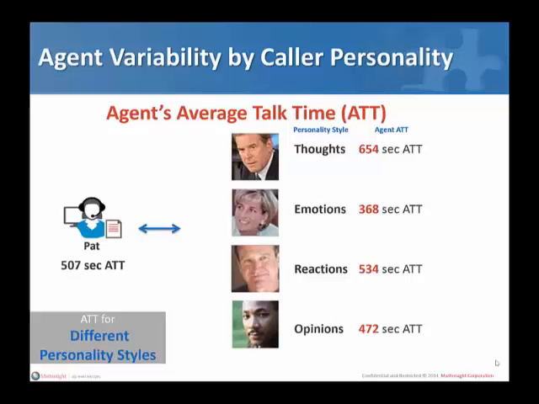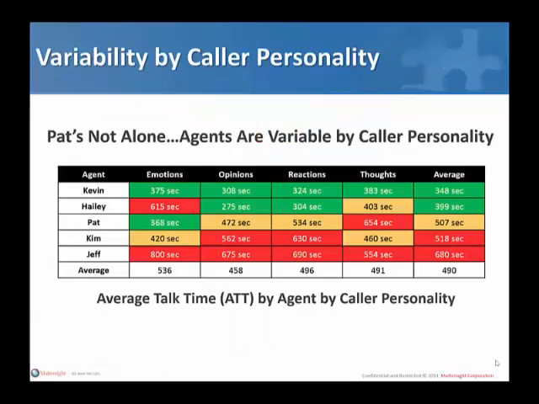The next step we do in the process is we create a scorecard for all the agents. And what you're going to see is Pat's not alone. All the agents have variance in how they deal with the different personality styles. We talked a little bit about Pat on the previous slide, so let's focus this time on Haley, who's the second performing agent. So Haley averages 399 seconds, you'll see on the far right.